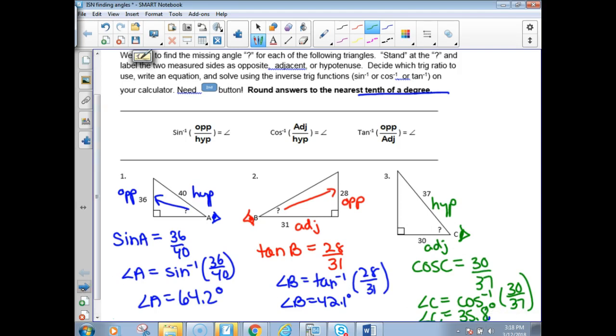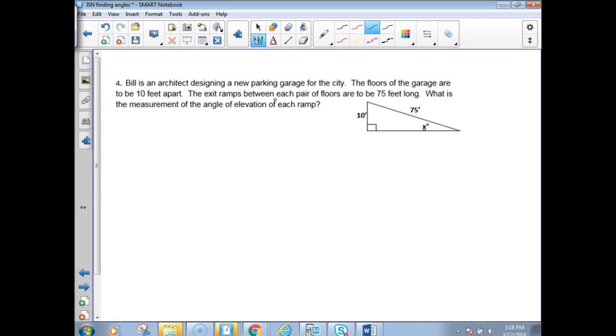All right, then we have a few word problems. Bill's an architect designing a new parking garage for the city. The floors of the garage are to be 10 feet apart. The exit ramps between each pair of floors are to be 75 feet long. What's the measurement of the angle of elevation of each ramp? An angle of elevation is simply an angle that opens from a horizontal line. I'll be talking to you about that, and we'll be doing notes on that. This is an angle of elevation. So that's why they put it right there.